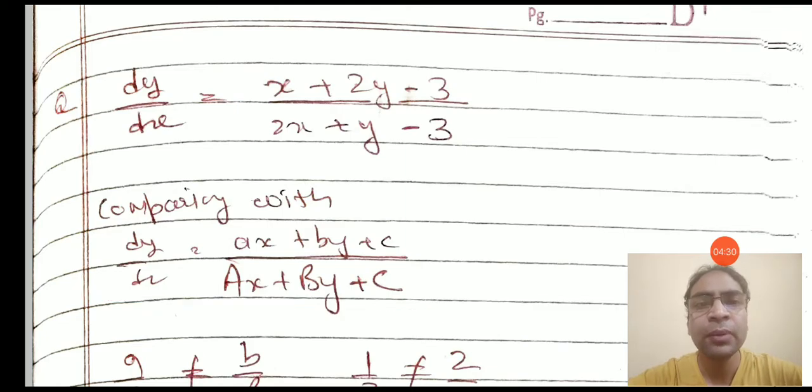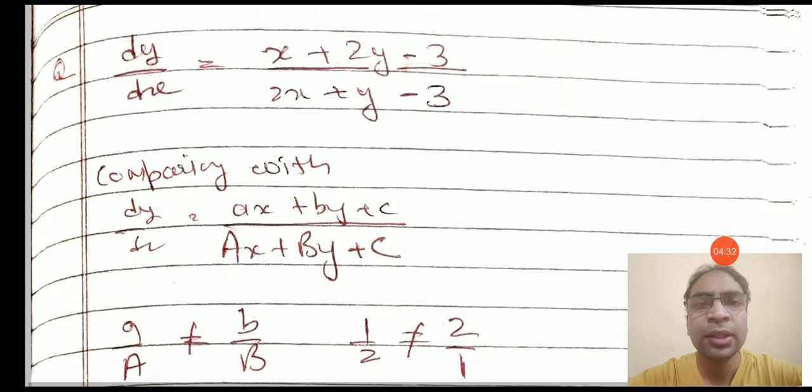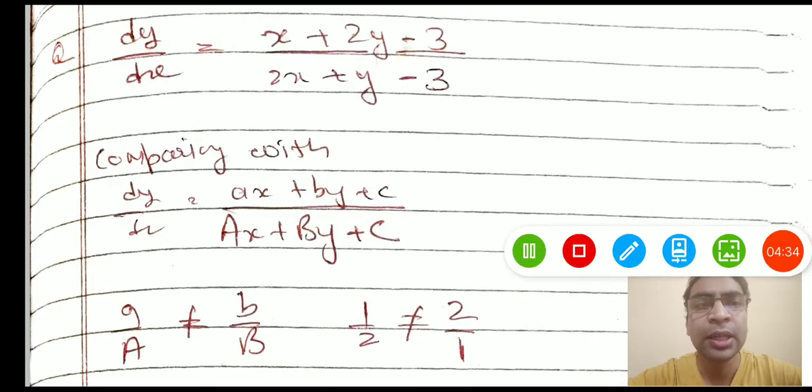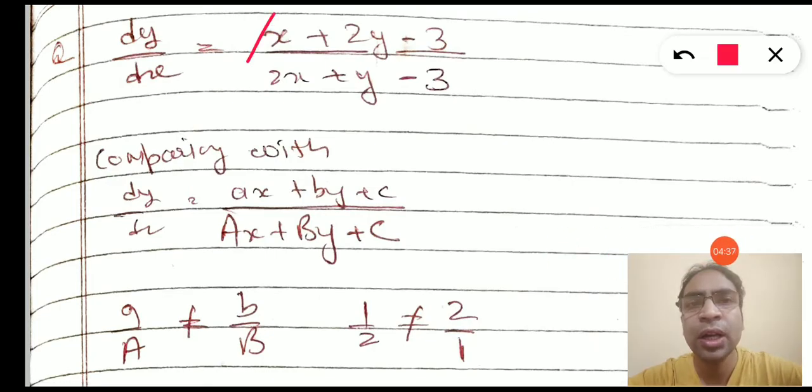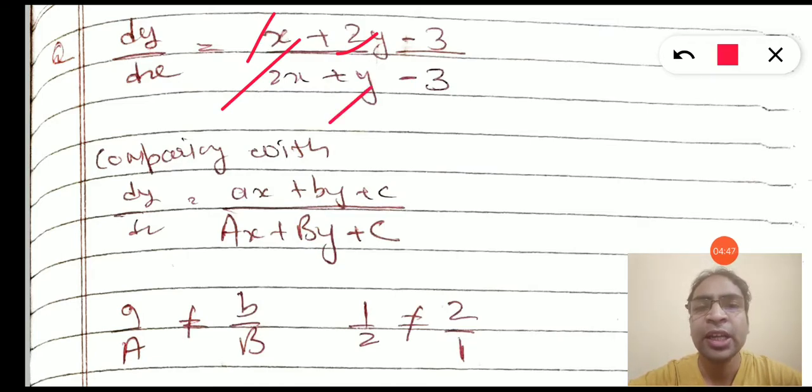By comparing, we can see that small a is 1, capital A is 2, small b is 2, and capital B is 1. So small a upon capital A will become 1 upon 2, and small b upon capital B will become 2 upon 1. So this is half, which is obviously not equal to 2. So here case 1 is applied.